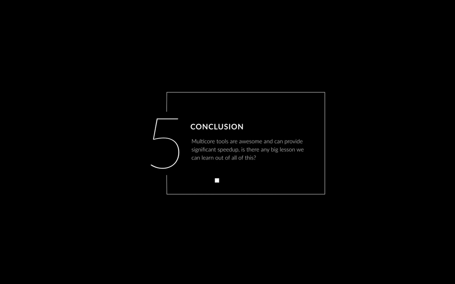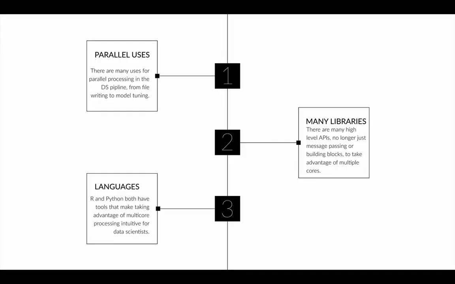Are there any big lessons we can learn out of all of this? I hope you take away at least these three things. There are many parallel uses in data science. You can use it from the data science pipeline, from writing CSV files, reading CSV files, to model tuning. Parallel processing is useful to the data scientist. There are many libraries that make it really easy.